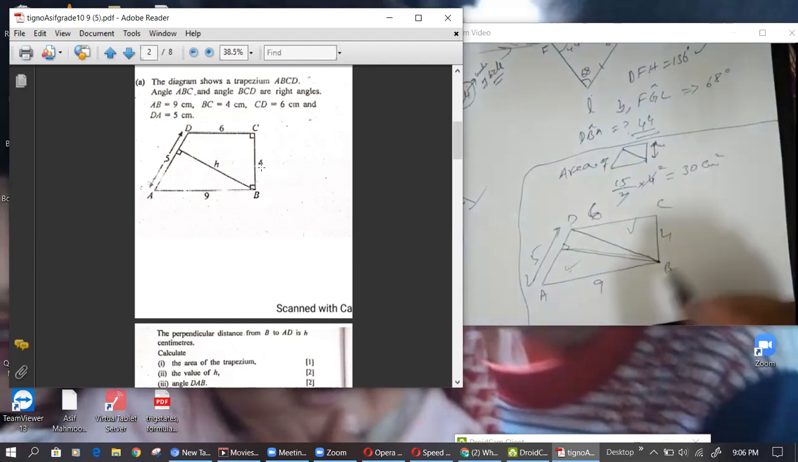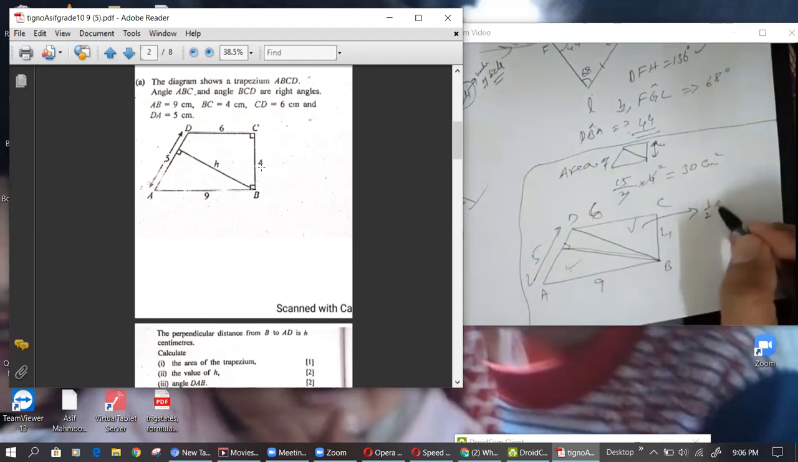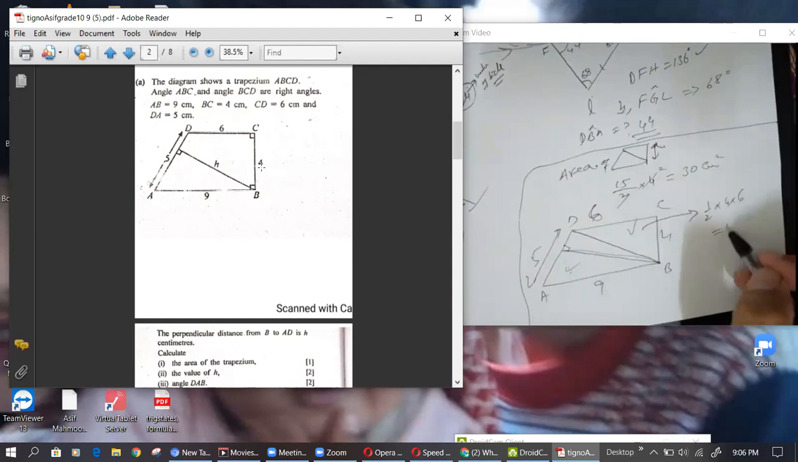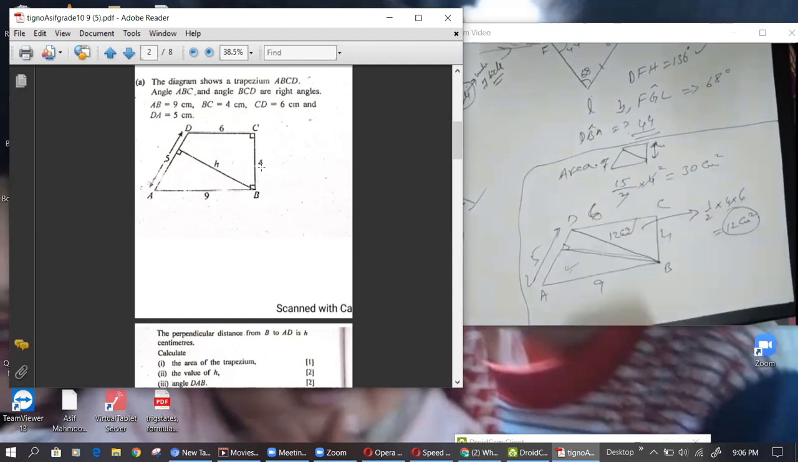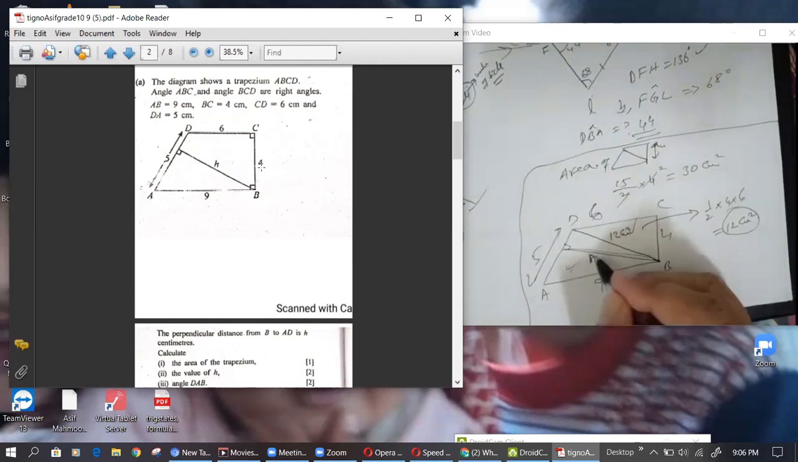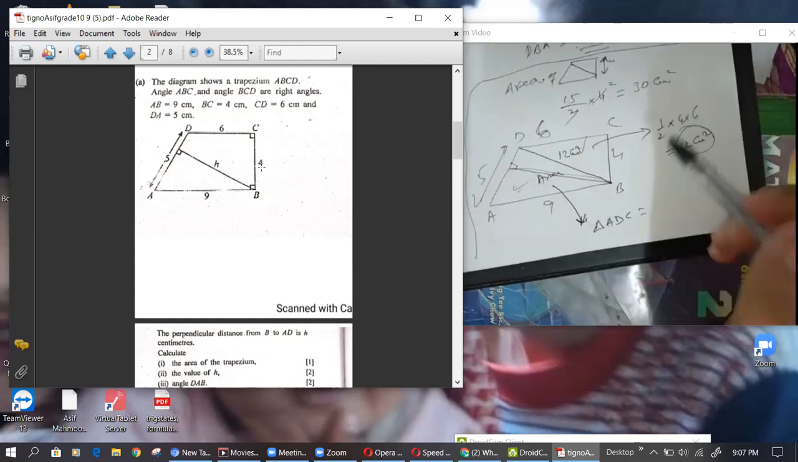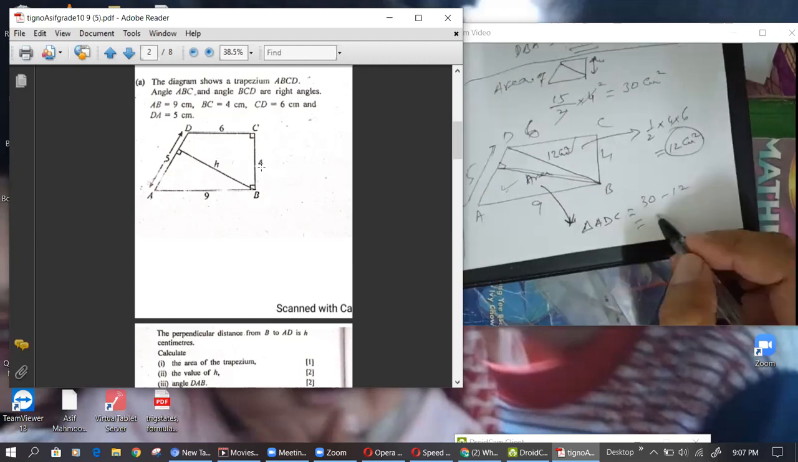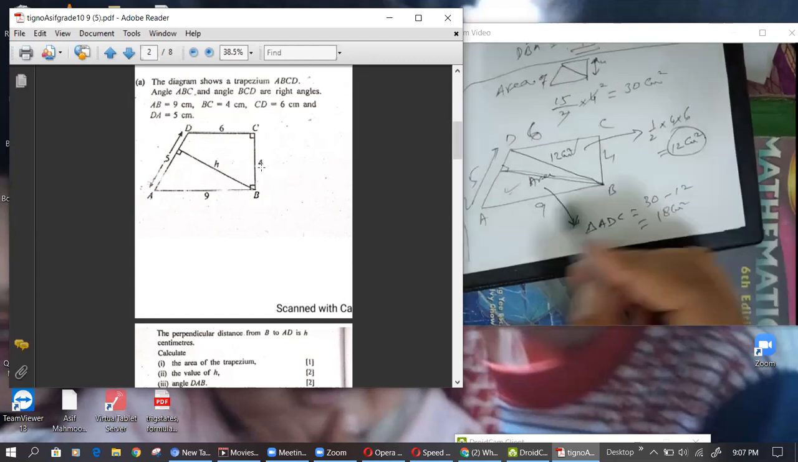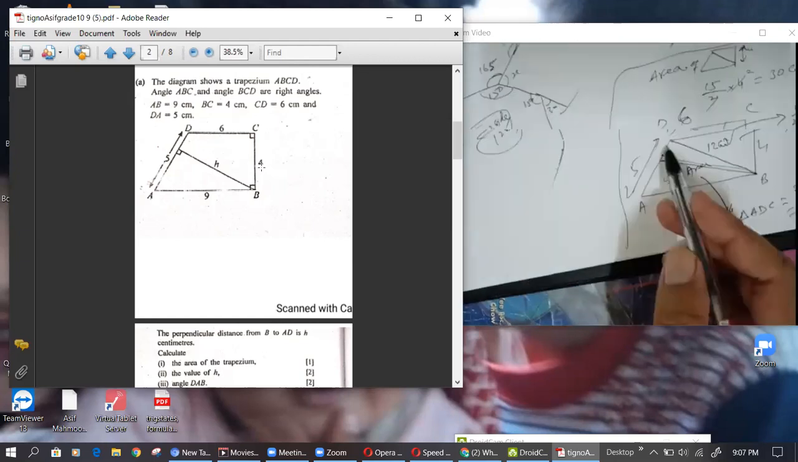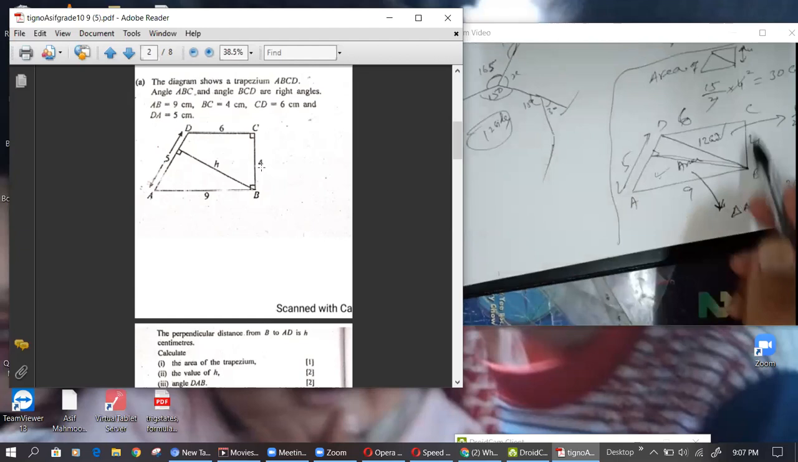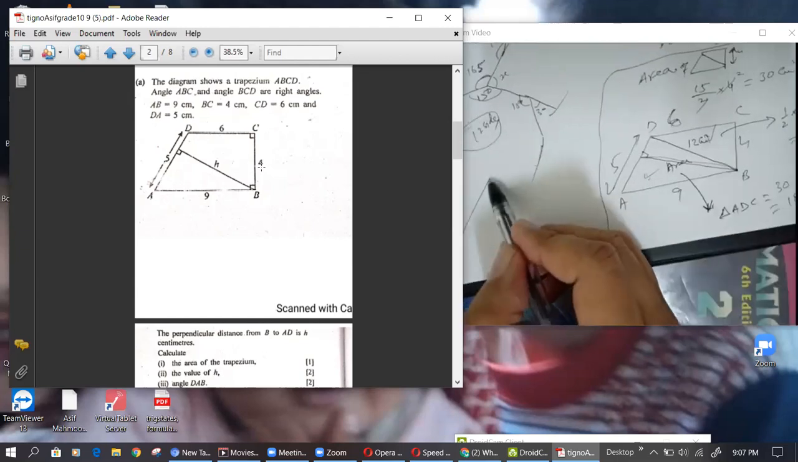I will use half base into height. The base is 4 and the height is 6, so this will be 12. 12 centimeters square is the area of this triangle. Now, for area of ADB, the total area was 30 minus 12. How much is remaining? 30 minus 12 is 18. 18 centimeters square is the area of ADB, because I subtracted 12 from the total.